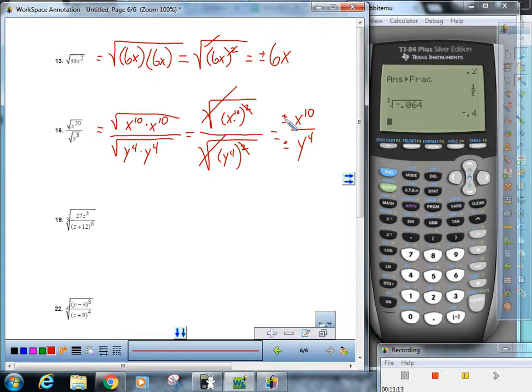Now we've got cube roots. So let's see. How do I want to explain this to you? Anyone? Go ahead. Just put in your calculator. What is the cube root of 27?